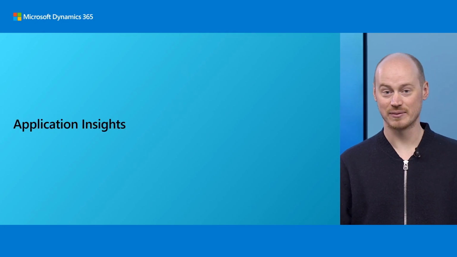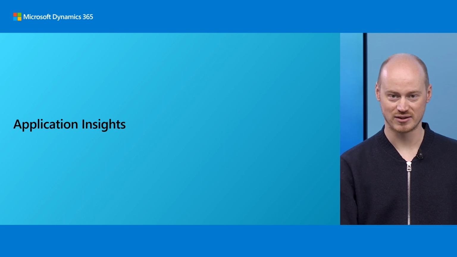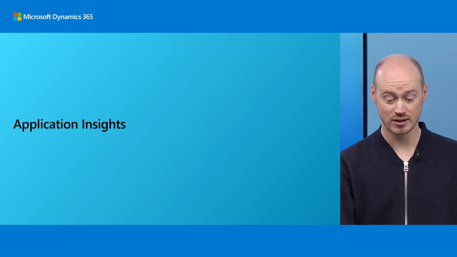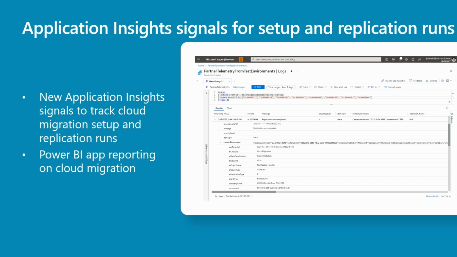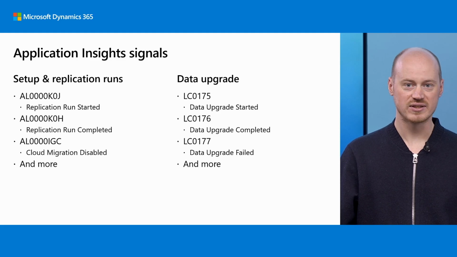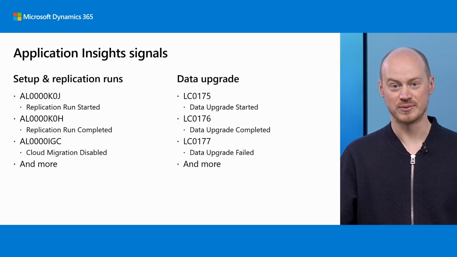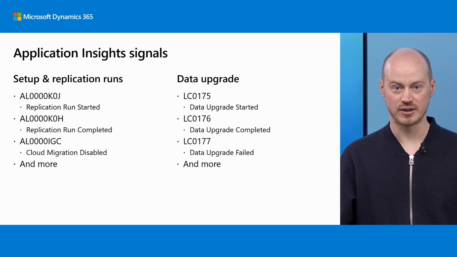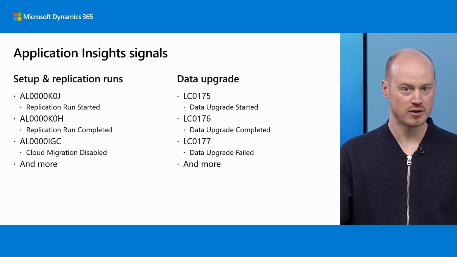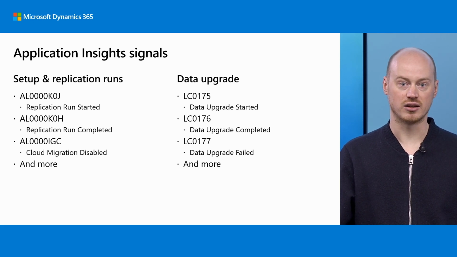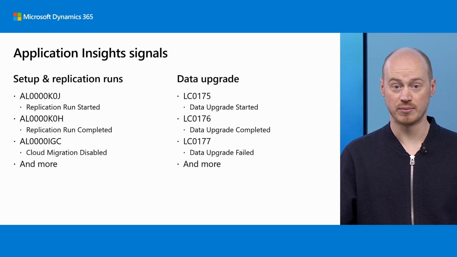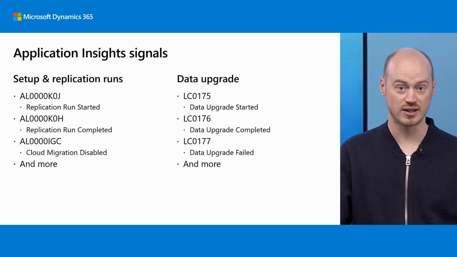Next, I'd like to talk about some of the additions we're making to the application insights when it comes to cloud migration. And we'll introduce an update to the Power BI app with reports specifically on the cloud migrations that are running on your environments. With these additions, we believe we have a complete telemetry story in application insights when it comes to running your cloud migrations. So some of the signals we're adding are when a replication run is started, when it completes, or when cloud migration is disabled.